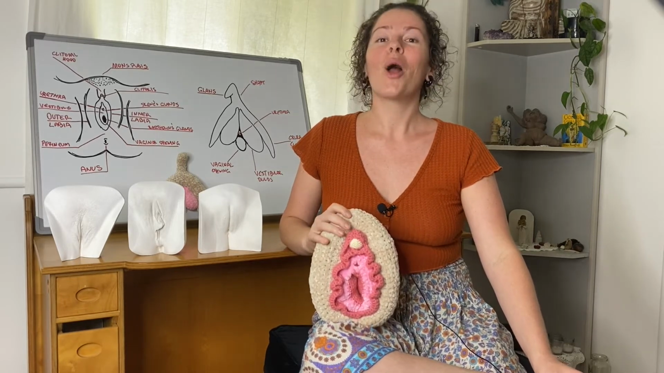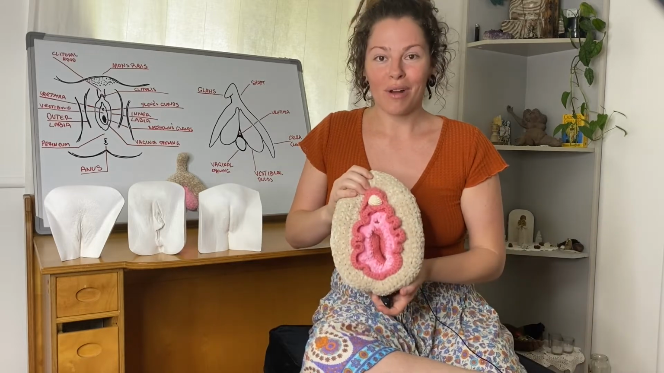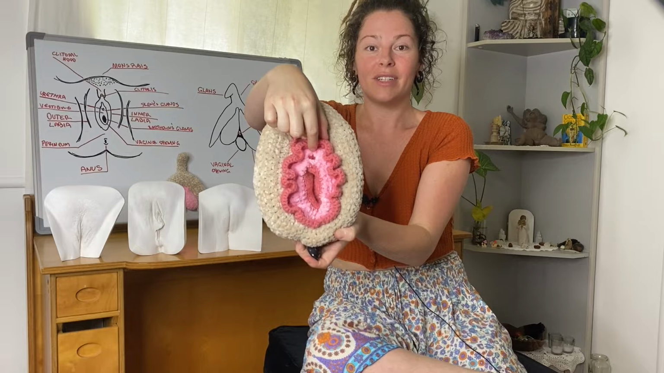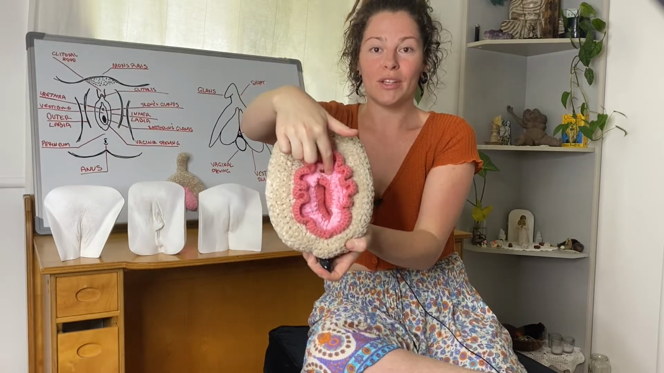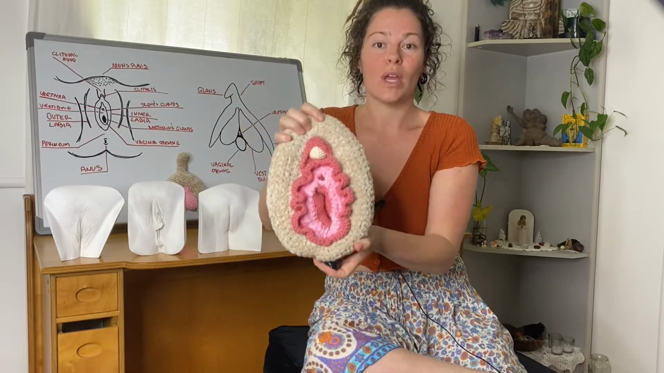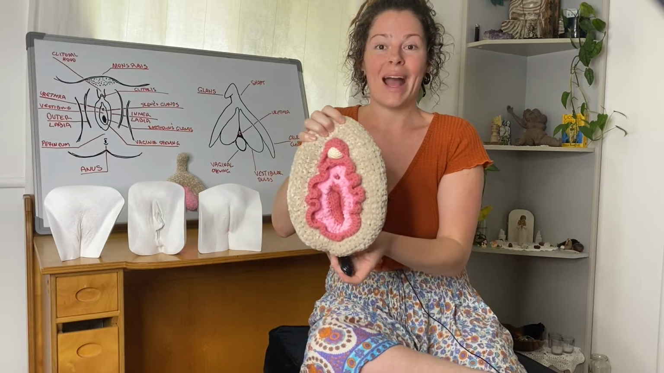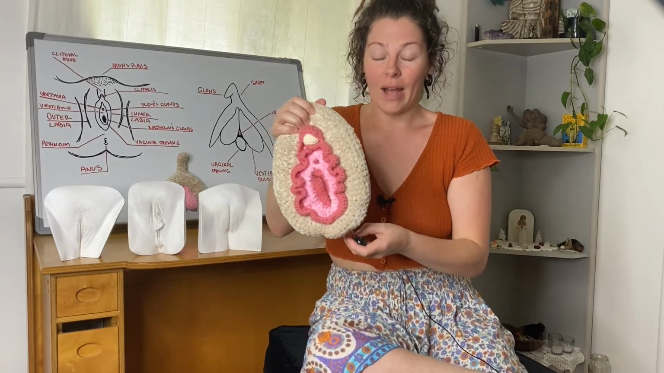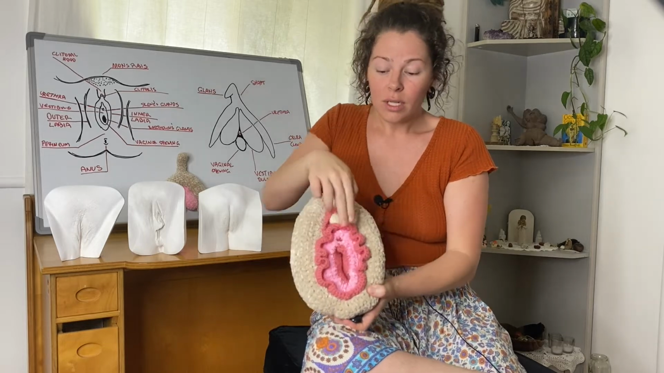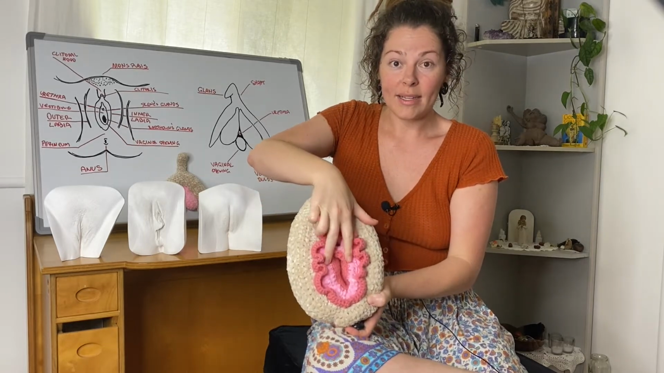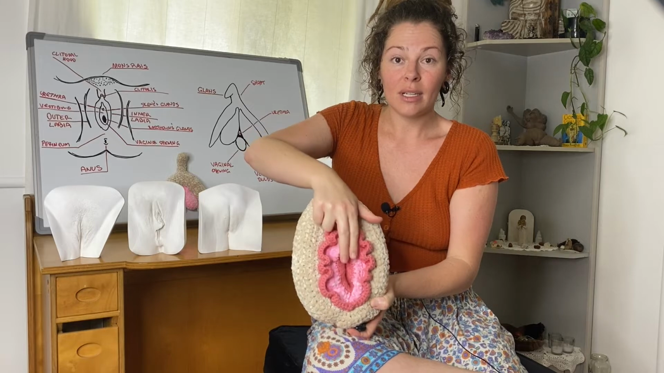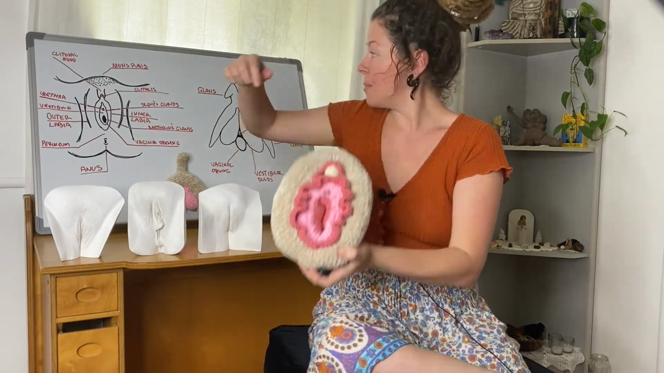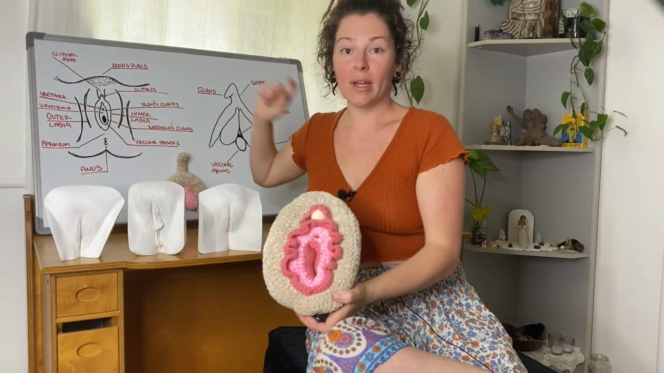Okay, moving on. The urethra. This little hole up here above the vaginal opening and below the clitoris is your urethra. This is where your urine comes from. So a passage above the vagina opening. You can have a look with your mirror now. Spread your lips wide and lift up a little bit, lifting the skin up, and you will see a little hole just above your vaginal opening.